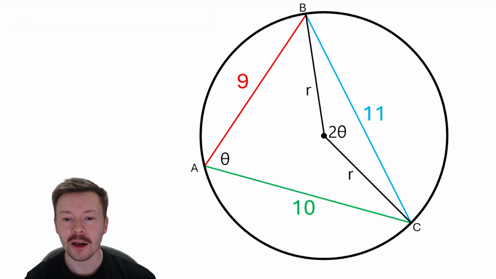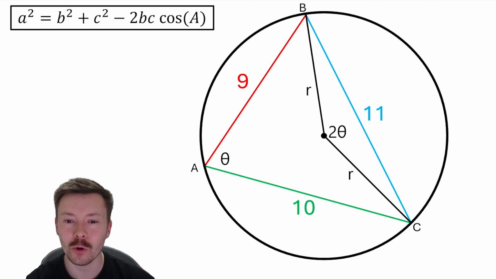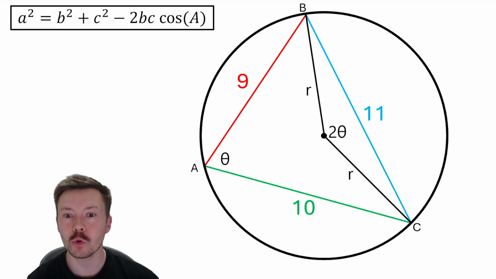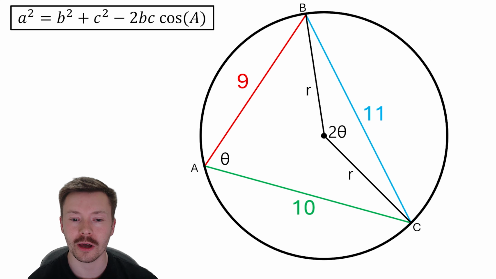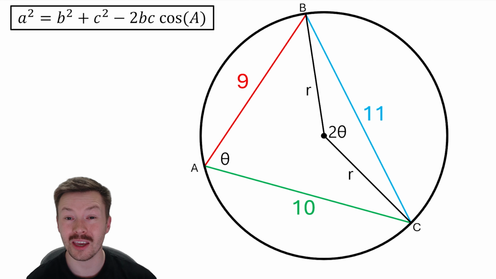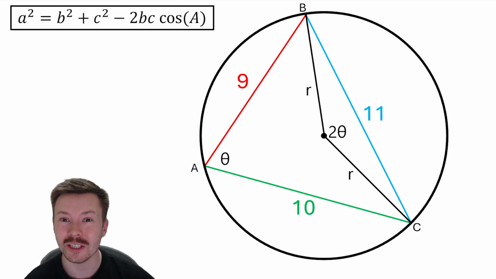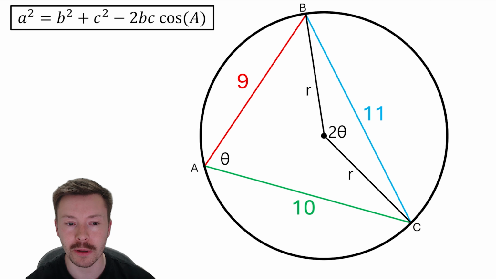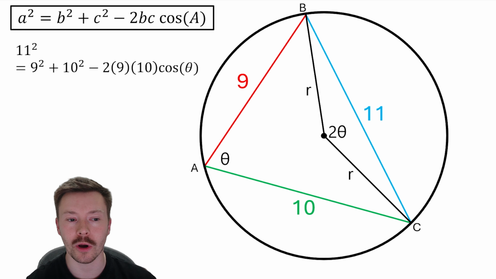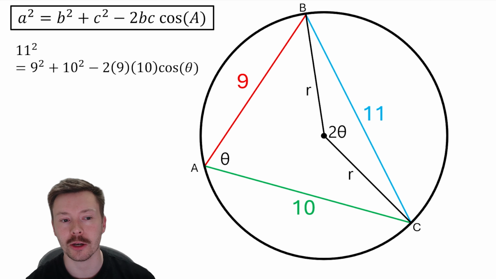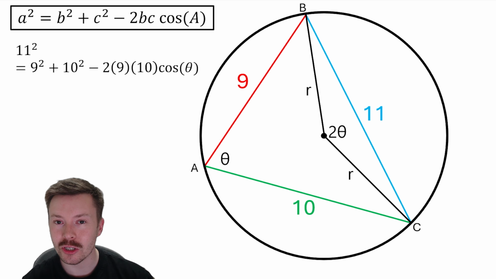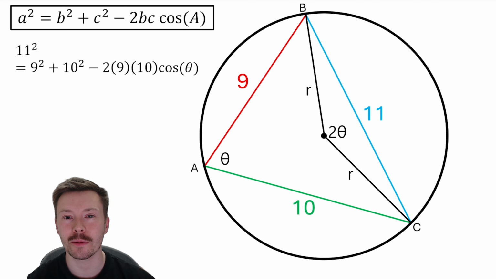Now from there I am going to use the cosine rule because I've got two triangles I can use. I've got A, B and C that I can use with that angle of theta, and I've got B, O, C, with O the origin. First of all I'm going to use the triangle ABC, and I'm going to do 11 squared because that has to be opposite the angle. The a has to be opposite the angle for A. So 11 squared equals 9 squared plus 10 squared minus 2 times 9 times 10 cos theta.